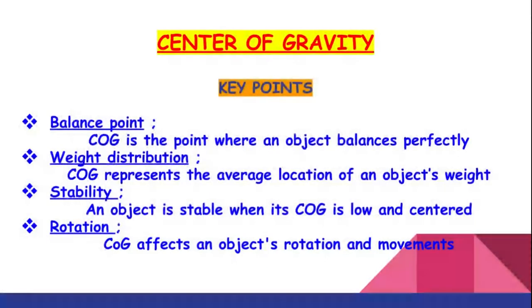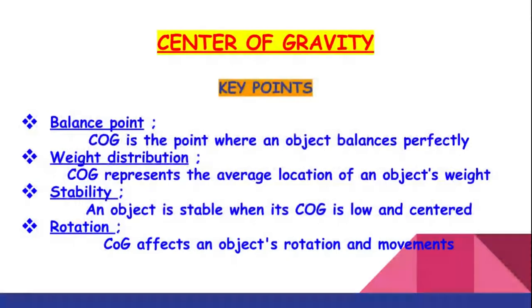So what are the key points that decide the center of gravity? First, balance point. Center of gravity is the point where an object balances perfectly. So if someone asks what center of gravity is, you can answer them: it is the point where an object balances perfectly. The object cannot tilt or go down. The weight is loaded centrally, and that is called the center of gravity.